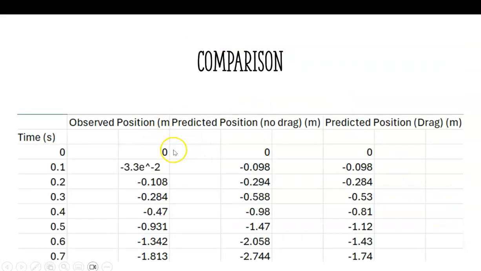Here are the differences between all the graphs. So they all start at 0. The position for the model is the same, but the one without drag went way over, and the one with drag and observed and predicted is about the same.